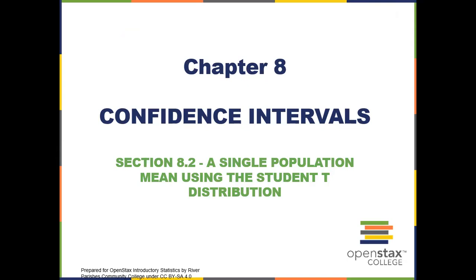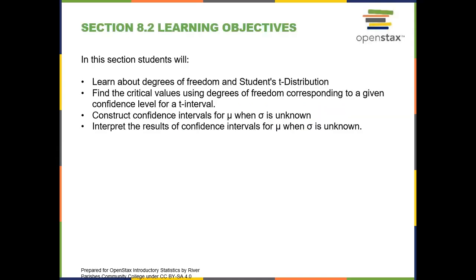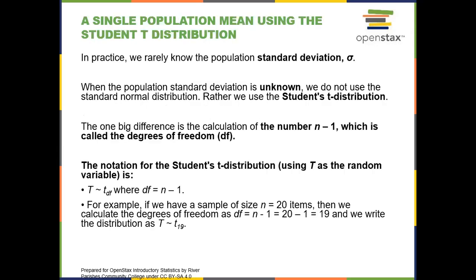Suppose we do not know the population standard deviation. Okay, then what are we going to do? We are going to use a different distribution. In practice, we rarely know the population standard deviation, sigma. When the population standard deviation is unknown, we do not use the standard normal distribution. Rather, we use the student's t distribution, that is similar to the z distribution, which is the standard normal distribution.